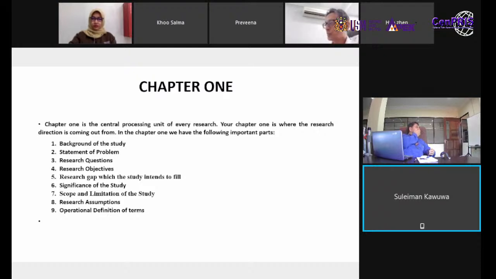The next item, after putting all the research statement, the research questions and the research objectives, will lead you to the research gap, which your study intends to fill. From the research gap, it will give a point of your contribution after writing the thesis successfully. Then, by the time you get the research gap, it will lead you to the significance of the study.